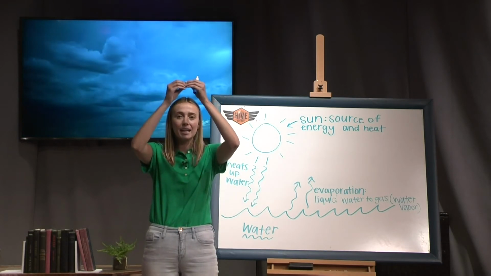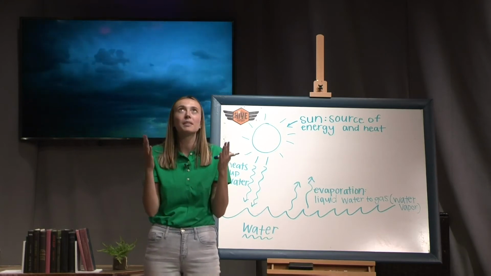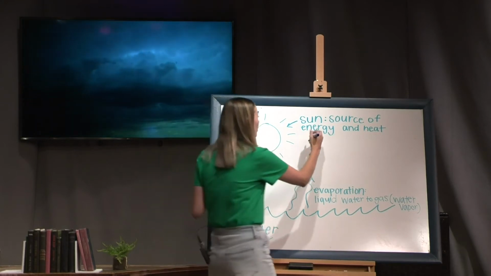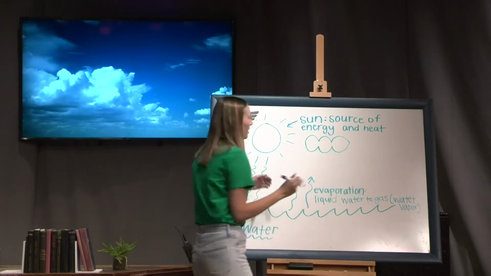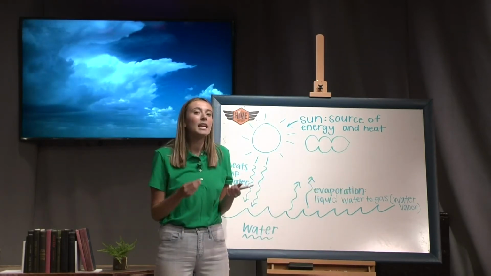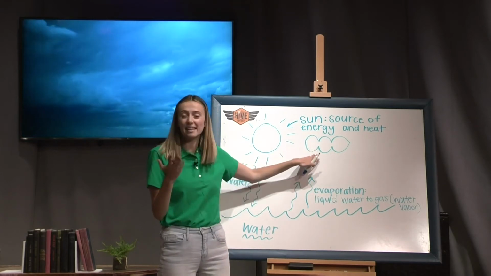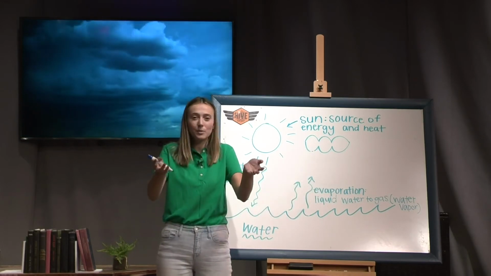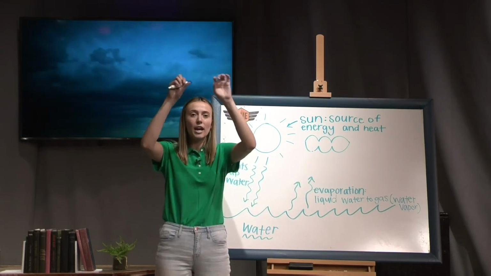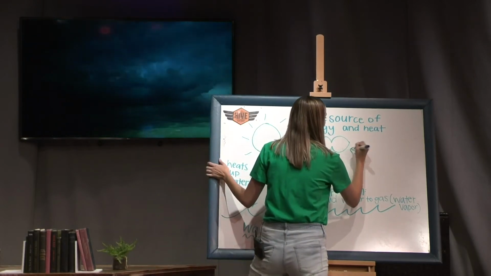It goes up, up, up, and it gets colder and colder. And then it turns back into a liquid form, but it's really, really tiny. If you look up in the sky, you see the clouds. So I'm going to draw a cloud. And that cloud is called condensation, or condensation happens to create that cloud. So the water is going up, up, up, and it's a gas. We don't see it, but then it gets colder and turns into a liquid. So this is called condensation.